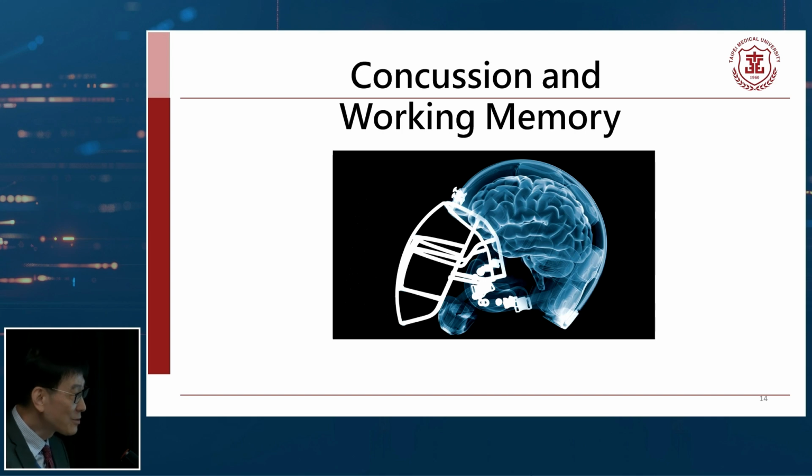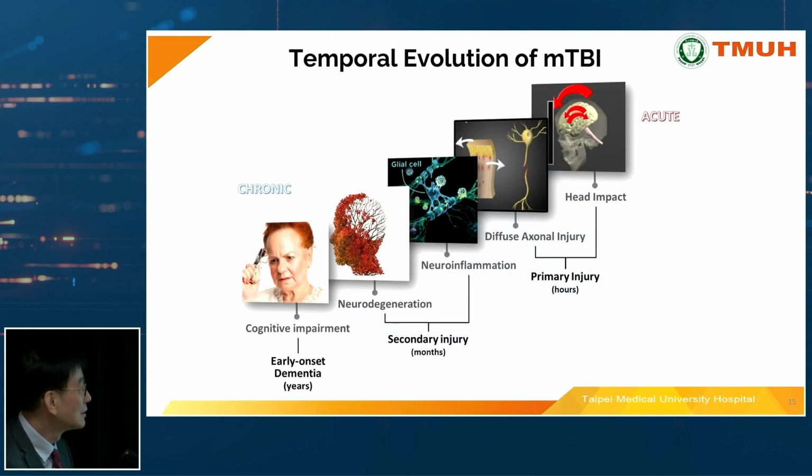Second, I will move to a somewhat more successful example: concussion and working memory. The temporal evolution of mild traumatic brain injury goes from acute primary injury, diffuse axonal injury, followed by secondary injury, neuroinflammation, and neurodegeneration. Later on, the patient may develop cognitive impairment, even early dementia.